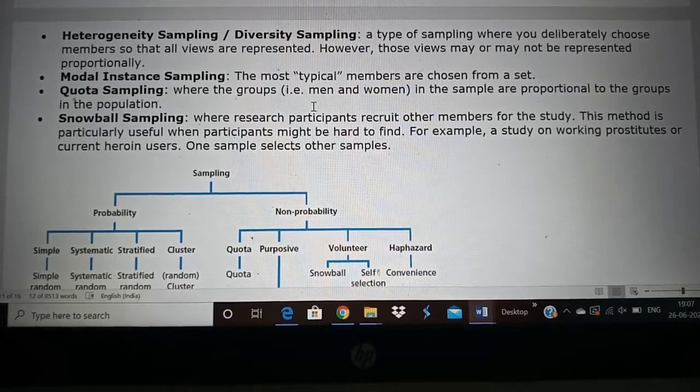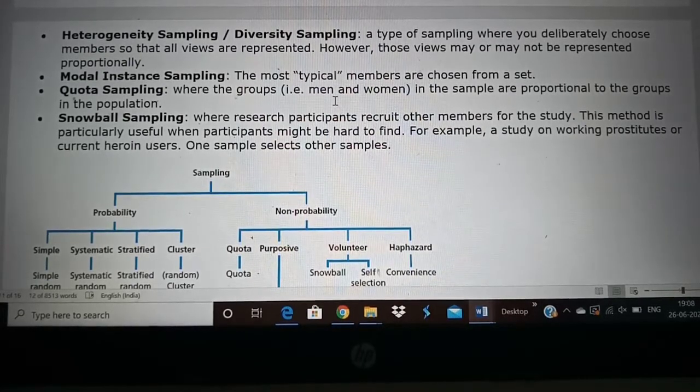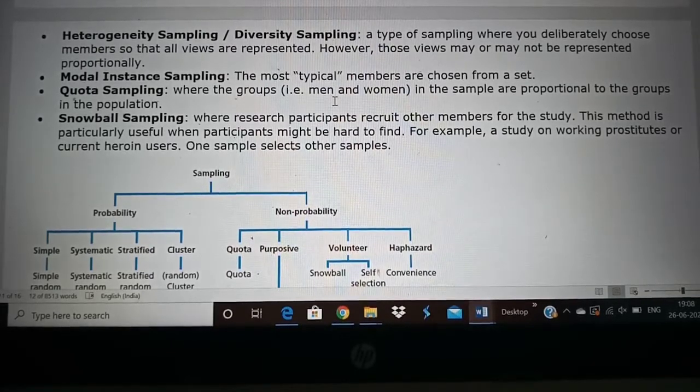Then model instance sampling. Here the typical members are selected from a set. What we mean by typical members is, if you are doing research on leprosy, then you select people who have all the deformities of leprosy, for example, eyes, hands, feet. Then they are typical of a leprosy patient. Whereas there are leprosy patients who do not have any deformity, they are normal. So you do not select those people, because then they will not look like leprosy people. They will look like normal people.